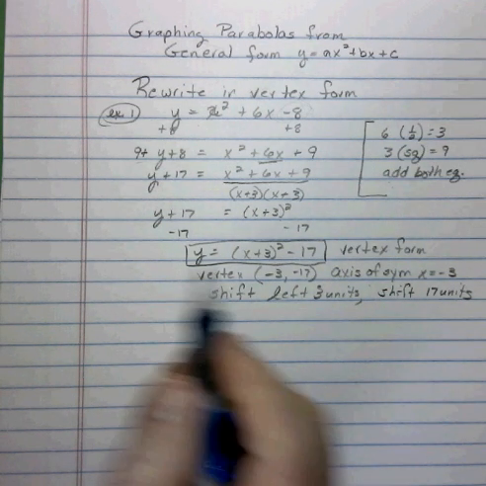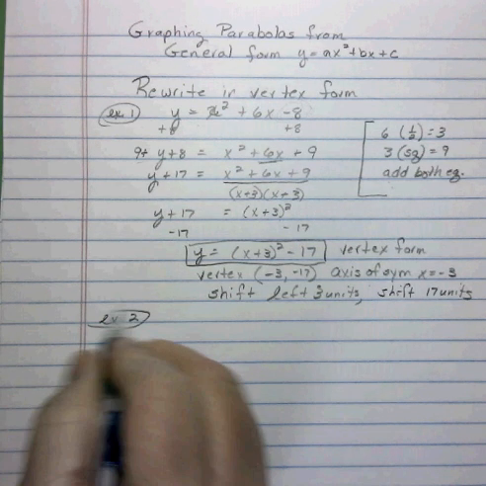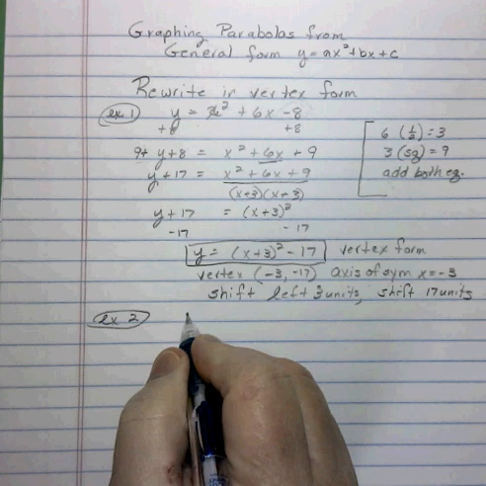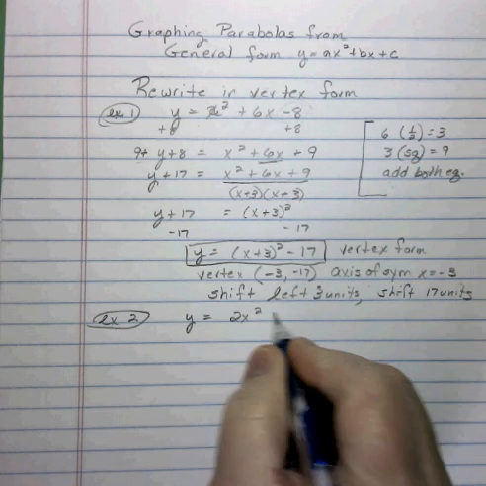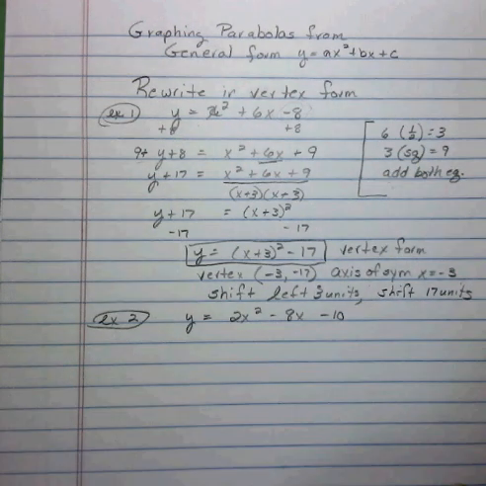All right, let's do another example. So our example 2, a little bit more complicated this time. We have y equals 2x squared minus 8x minus 10.